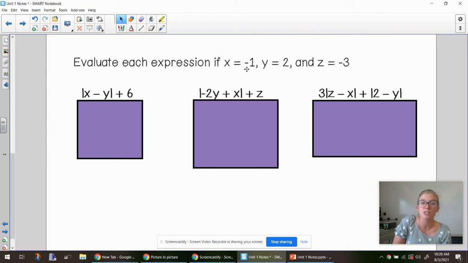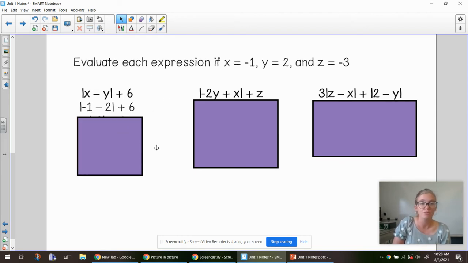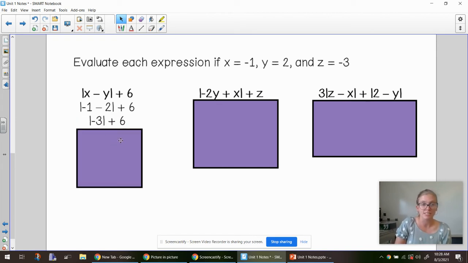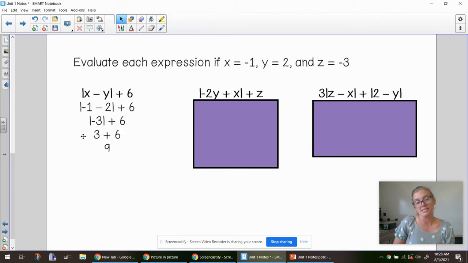Welcome back, everybody. So we are going to start by substituting these values, x equals negative 1, y equals 2, and z equals negative 3, into each of these expressions, evaluate the absolute value, and then evaluate the rest of the expression. So here we have negative 1 minus 2, the absolute value of that, plus 6. Negative 1 minus 2 is negative 3 plus 6. Positive 3 plus 6 is 9. Absolute value makes everything positive. Let's try this next one.